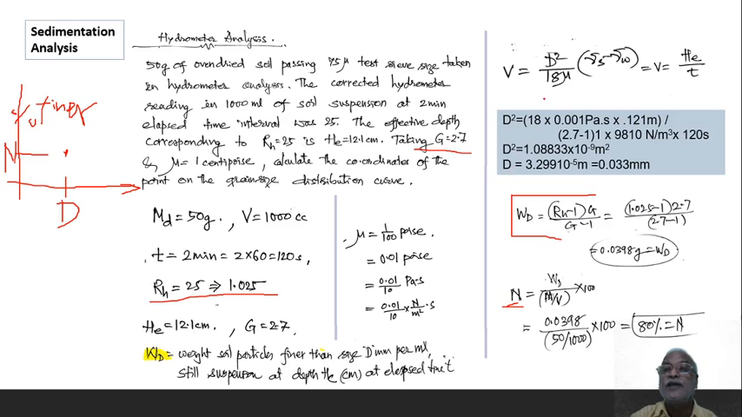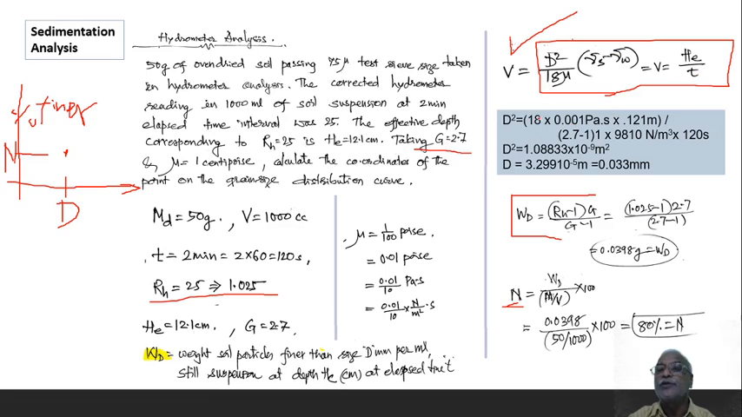Now how to work out d? We'll use this equation. This is Stokes law. v is equal to d squared by 18 mu into gamma s minus gamma w. Now d squared will be equal to 18 mu he divided by gamma s minus gamma w into t. If we consider this as the equation, obviously I can work out d squared as 18 mu into he divided by gamma s minus gamma w into t.